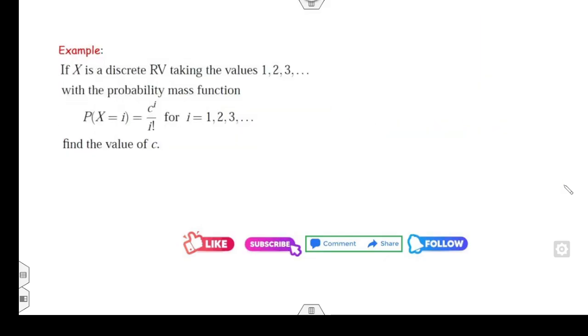Okay, look at the next one. Consider the discrete random variable. Find the value of the C. Sum of the probability will be 1. Fine. You can substitute the value. X varies from 1 to infinity. P will be C raised to power i divided by i factorial, which is equal to 1. Think about that, any term, if you open them, C is equal to 1.